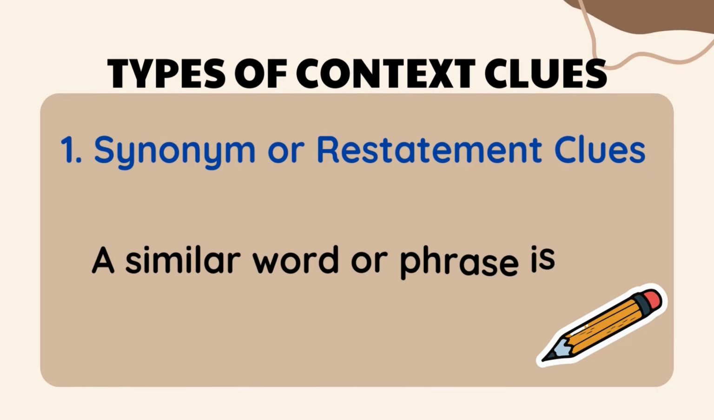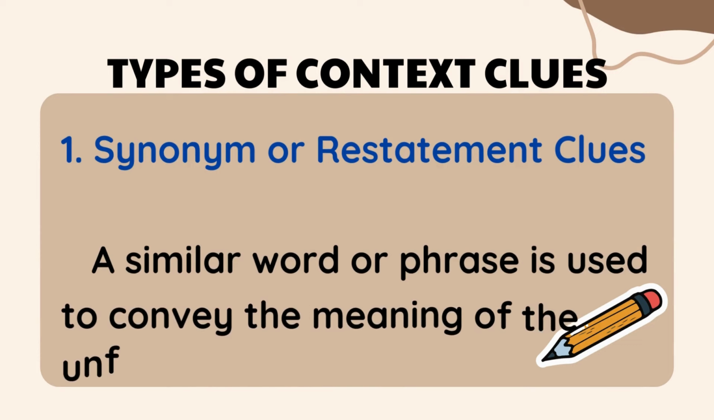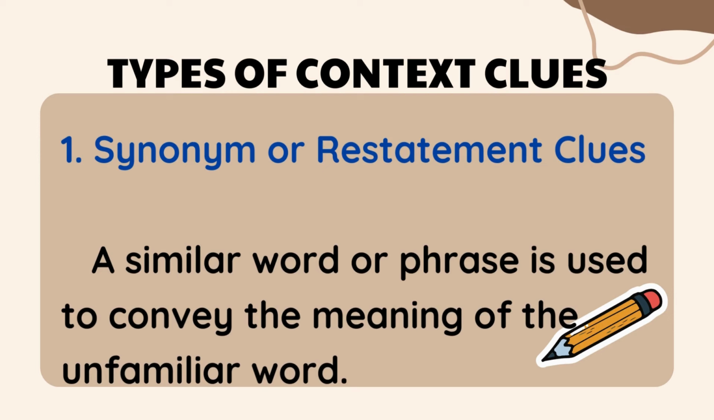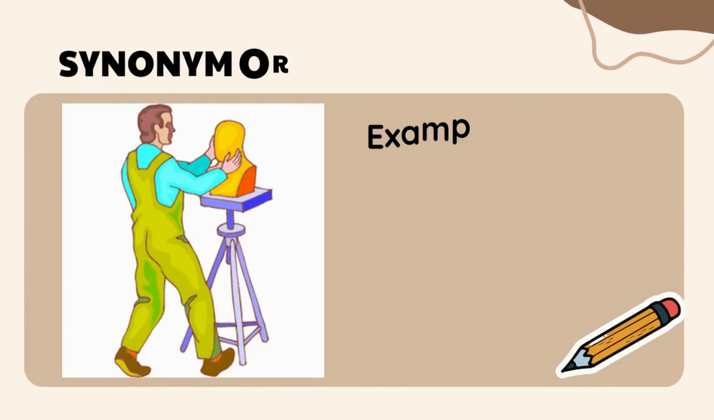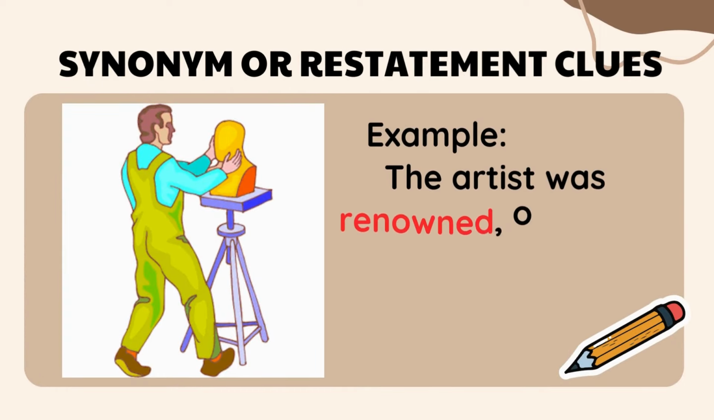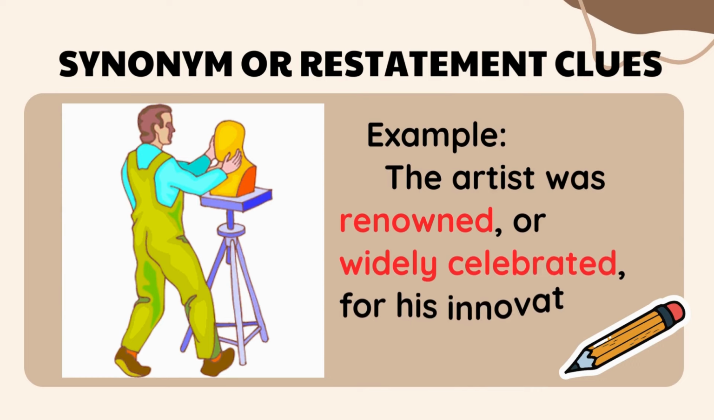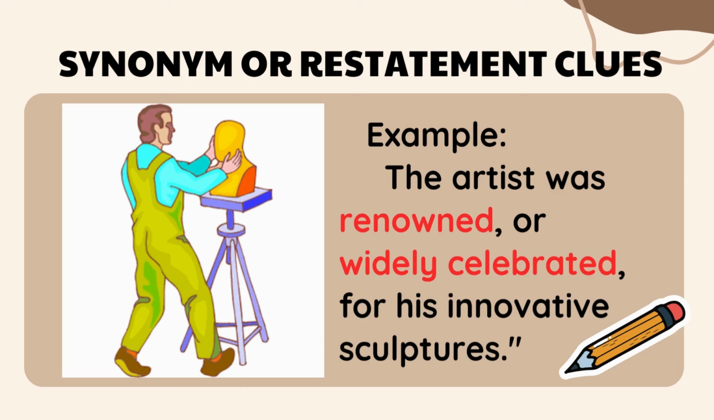There are 4 common types of context clues to look for. Number 1, synonym or restatement clues. A similar word or phrase is used to convey the meaning of the unfamiliar word. Example, the artist was renowned or widely celebrated for his innovative sculptures. In this sentence, renowned and widely celebrated have the same meaning, or are synonymous.